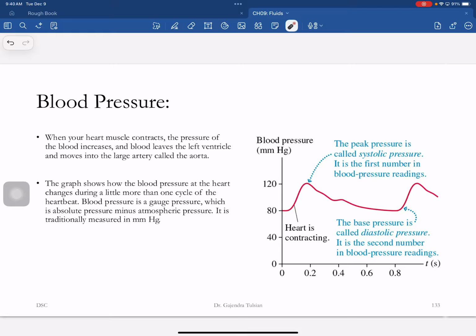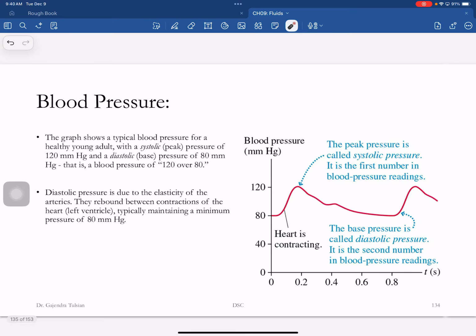And this pressure is called the systolic pressure, and this is the diastolic pressure. When the heart pumps blood, the blood vessels expand to accommodate excess blood. And then after the blood has flowed, when the blood vessel compresses back, that's what's maintaining that 80 millimeters of mercury pressure. So this is for a healthy young adult, 120 over 80 millimeters of mercury. Again, this is a gauge pressure. The diastolic pressure, which is 80 millimeters, is due to the elasticity of the arteries.